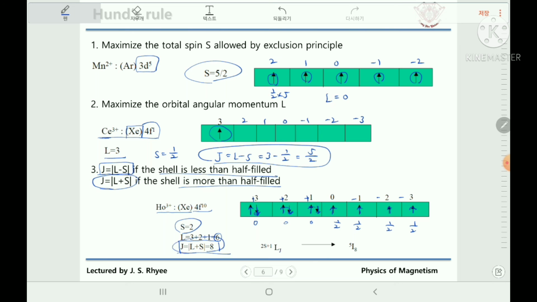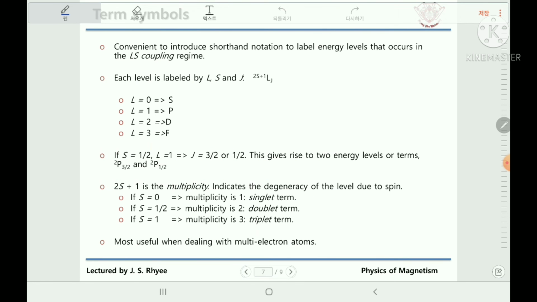Okay. This is a term symbol. I will describe later what the term symbol is. It is important for spectroscopy. And anyway, we can consider the J value, the total angular momentum, like this. It is a term symbol. The term symbol is like this.